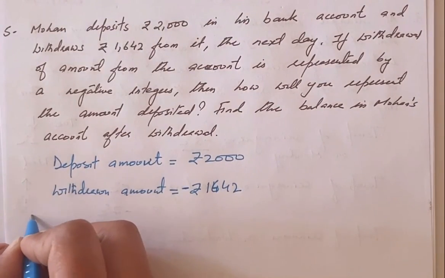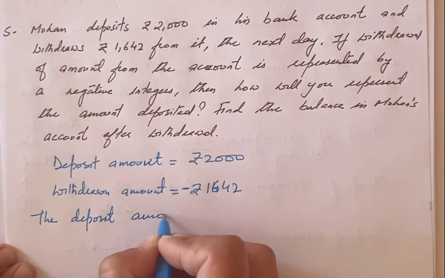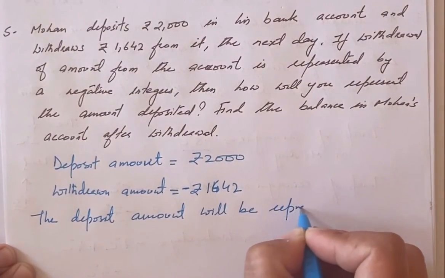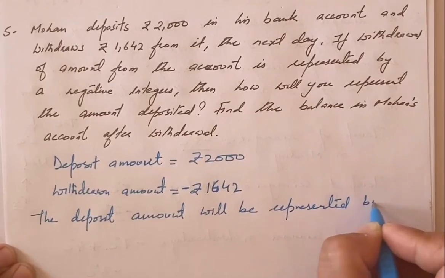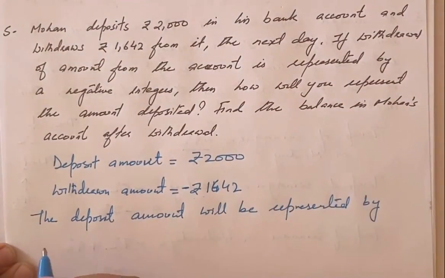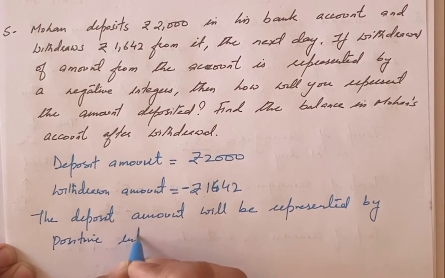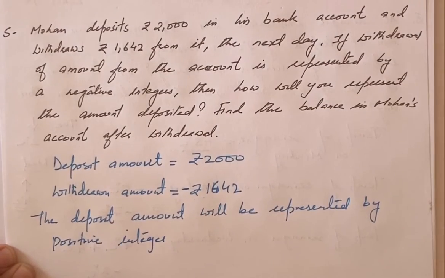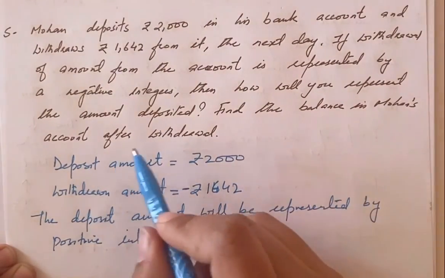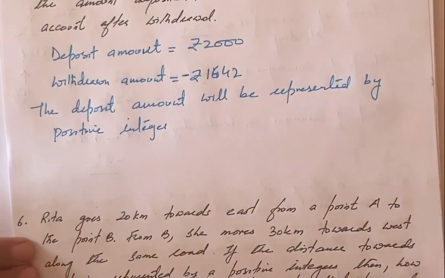So the answer is: the deposit amount will be represented by, if withdrawn is represented by negative, then deposit is represented by a positive integer. Then the next question is to find the balance in Mohan's account after withdrawal. We have to find the balance in Mohan's account after withdrawal.